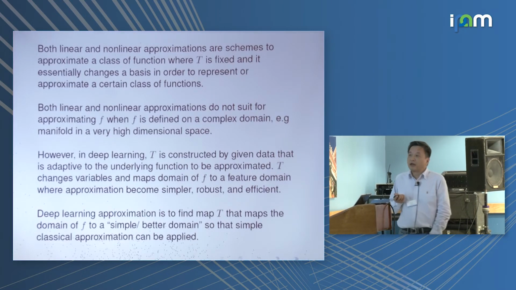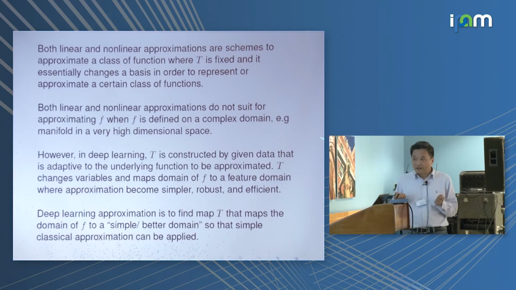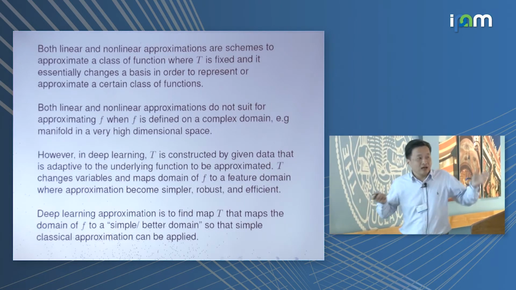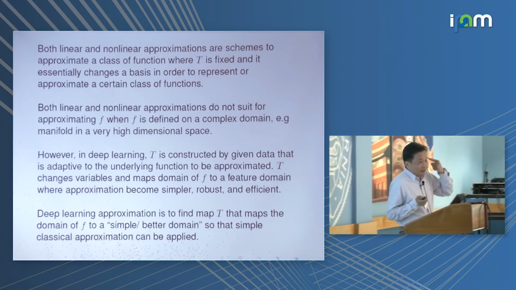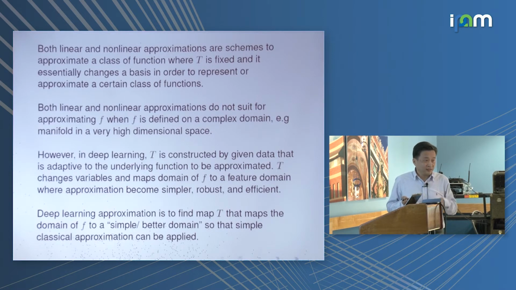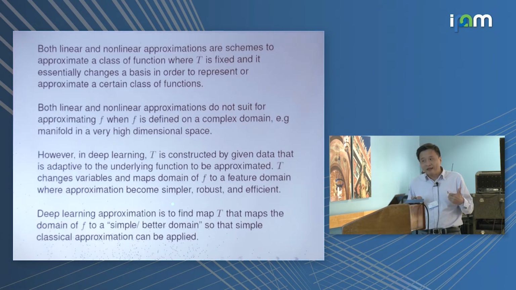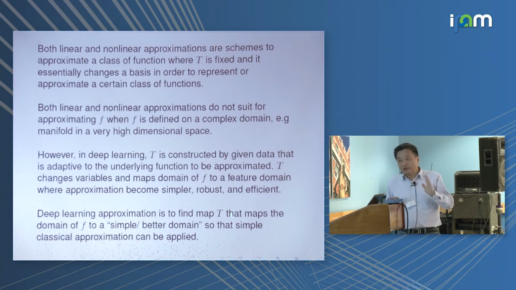However, in deep learning, T is constructed from given data that adapt to the underlying function to approximate. T is not fixed for a classical function. For each different f, we have a different T. T is constructed by data. To me, it's more like a change of variable instead of a change of basis. The change of variable tries to map your domain to a simpler and better domain. Most of the time it is a feature space, so that you can have a good approximation by classical approximation.